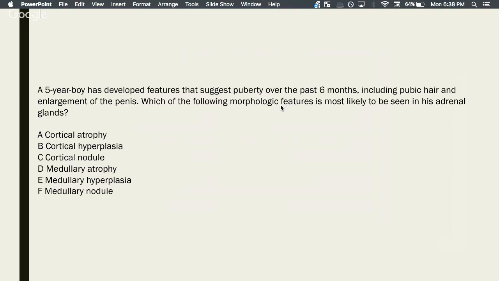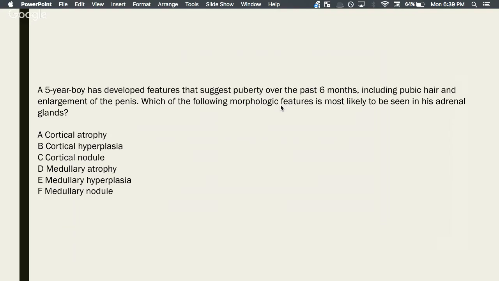Okay, so basically it comes down to distinguishing between the cortex and the medulla and knowing which hormones come from where. So is this CAH? Yes. So is it just B? Yes. So basically, this is caused by a 21-hydroxylase deficiency, which causes increased androgens.